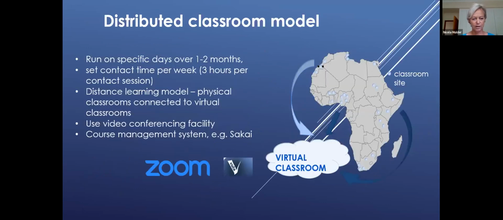But what we had to do when COVID came along was something we actually did before COVID, because the biggest demand was for a distributed classroom model. We first started with classrooms around Africa, but these were physical classrooms. We had up to 30, 40 classrooms across the continent who met physically, and then all joined together virtually at the same time. They ran over between 2 and 4 months, once or twice a week for 3 hours per contact session, where everybody was joined live together and some people were physically in a classroom.